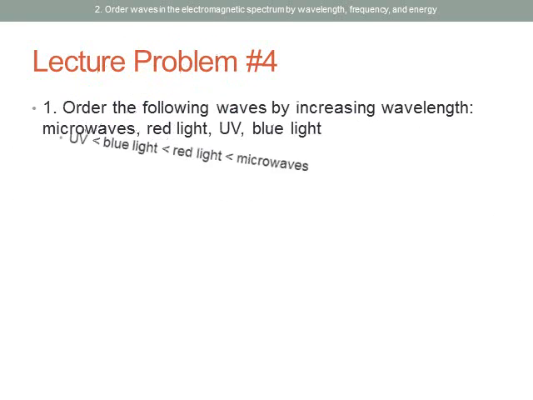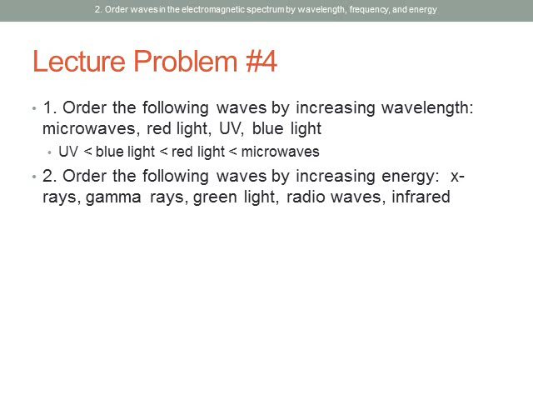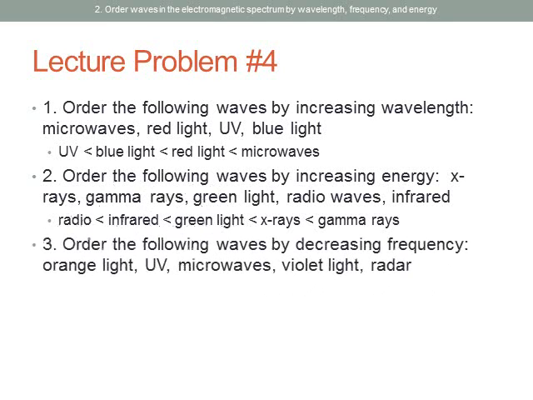So going back to that question here, we want to order these waves by increasing energy, and you can take a look at those. So we want to start with the lowest energy and go to the highest. Maybe I want to pause the video, see if you can do that. Hopefully you got this order: radio waves, followed by infrared, and then green light, X-rays, and gamma rays.